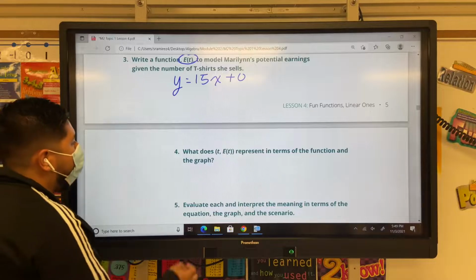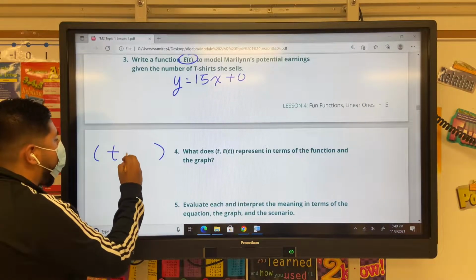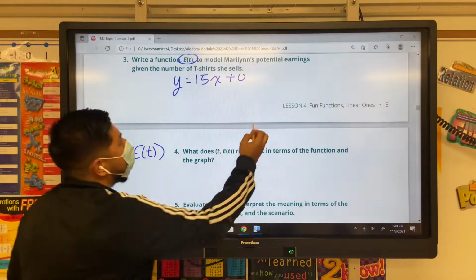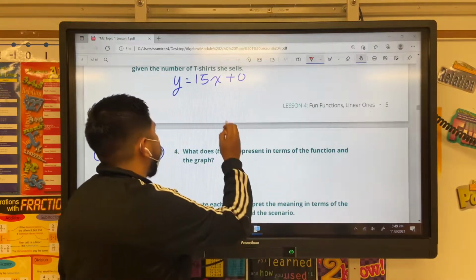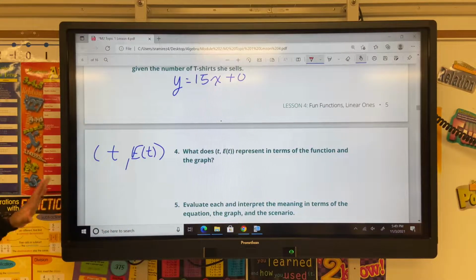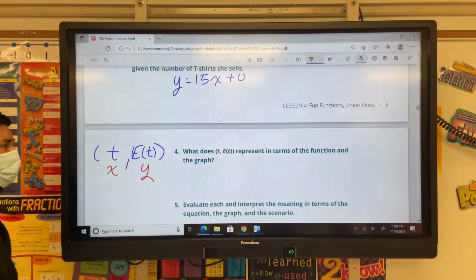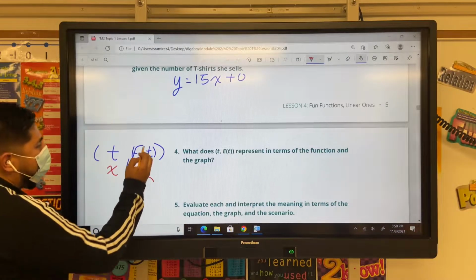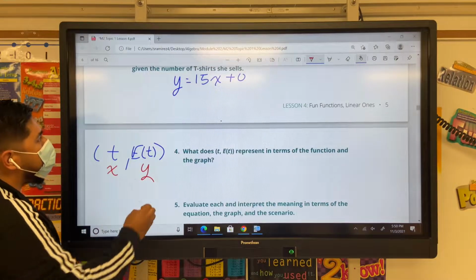Okay, they want us to know what each part means. Now, I am not going to go into specifics, but I'm going to change up the colors. So we should know that this is a coordinate, which is x, and then y. After that, we should also know that no matter what, this is my x side and this is my y side, which is exactly what we're doing.